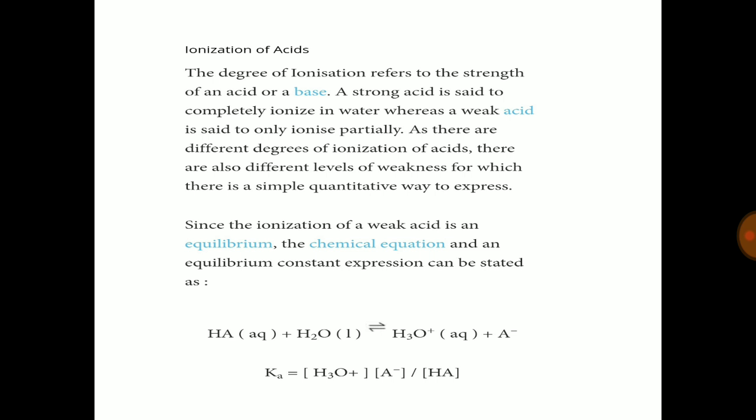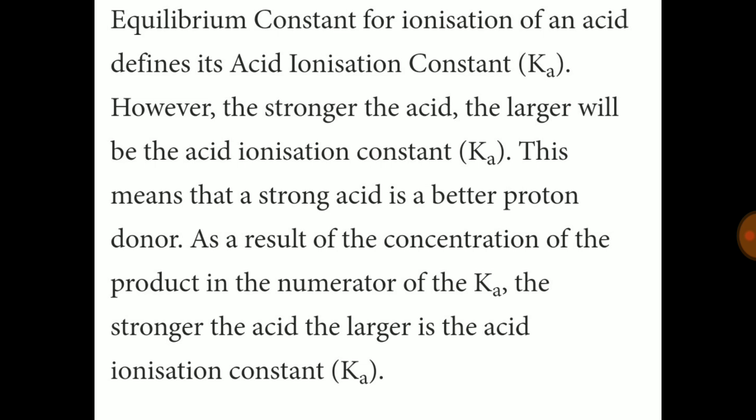Where the dissociation constant K is equal to [H3O+][A-] divided by [HA]. The equilibrium constant for the ionization of an acid defines its acid ionization constant. However, the stronger the acid, the larger will be the acid ionization constant.